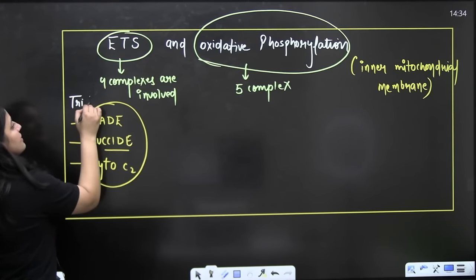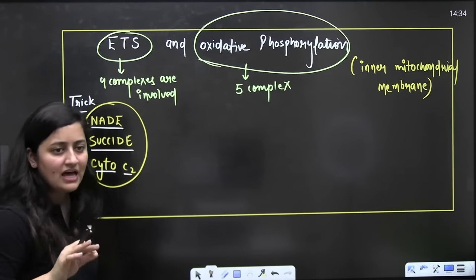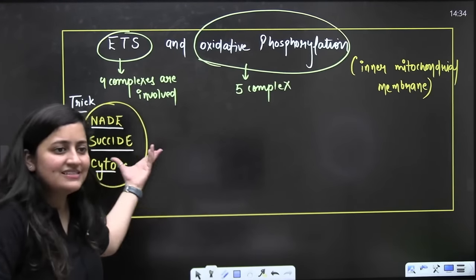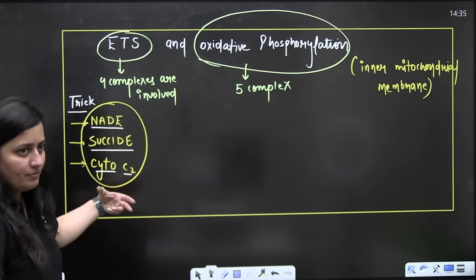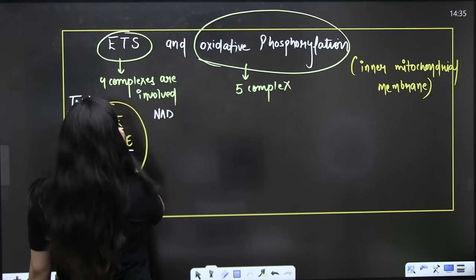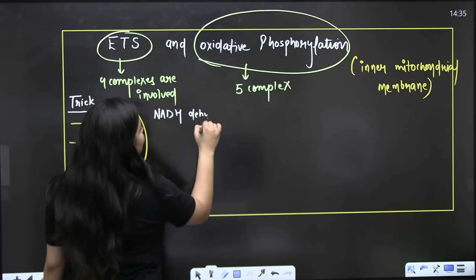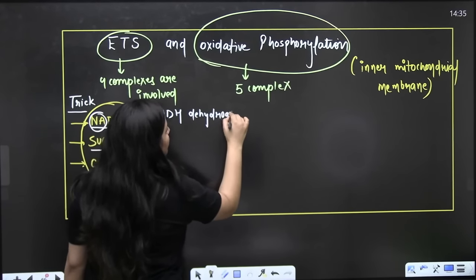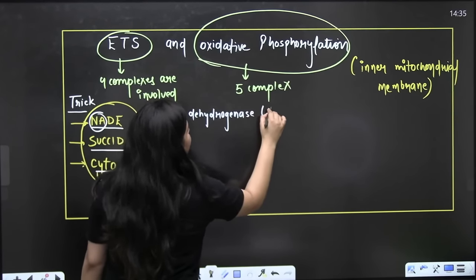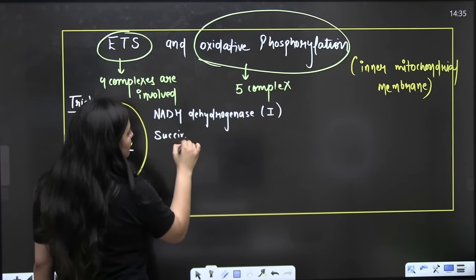The trick is "Nadi Susidi cyto C2." Susidi looks like "suicide," but you have to remember it like this. It is a trick, because questions used to come from these complexes. Nadi: Na shows me NADH dehydrogenase, the name for complex number 1. Complex number 2 is succinate dehydrogenase.